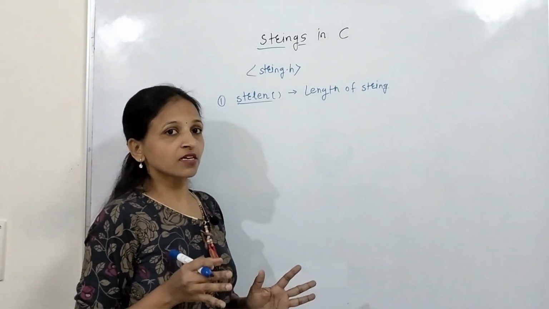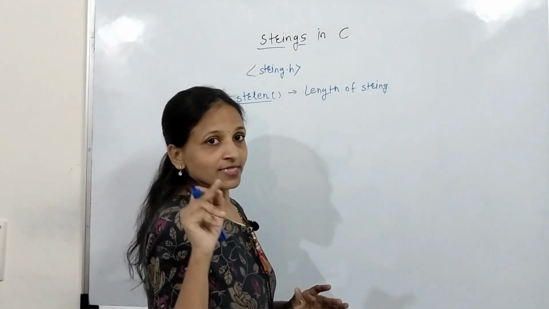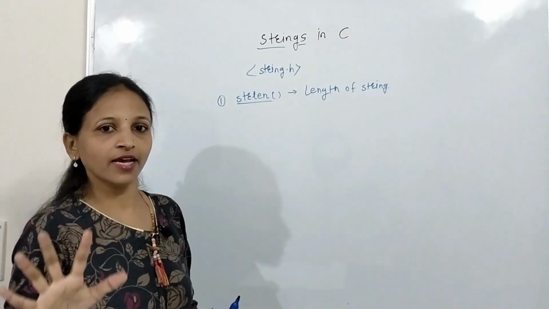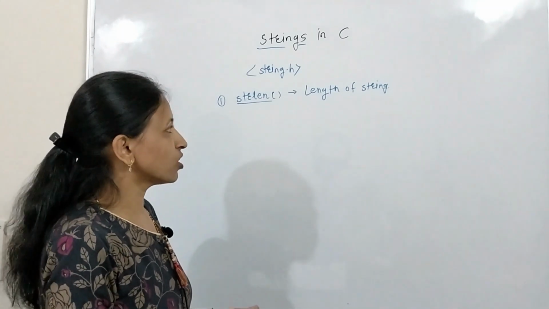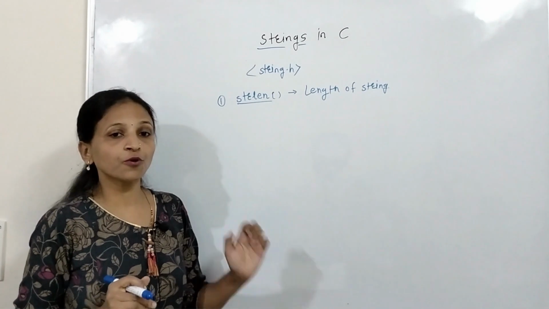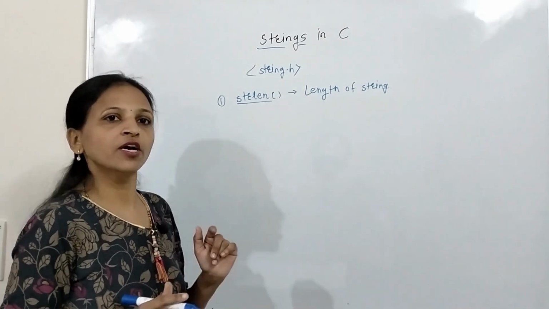It will not count the \0 character, because every string has \0 at the end, but while counting, this strlen function will not count that \0 character. Now, what is the prototype of this function, that I am going to explain.